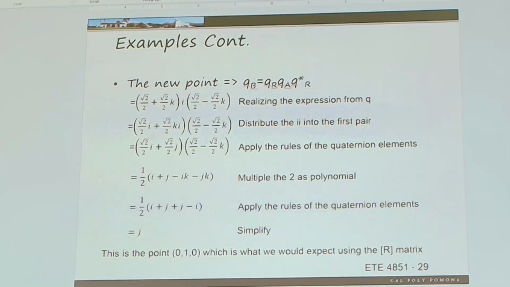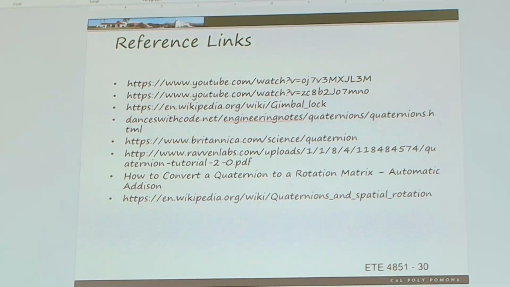I have a homework assignment I'm going to give you guys to work on for quaternions. I'll post it for you guys tomorrow.